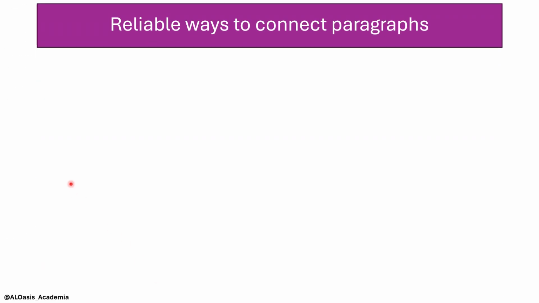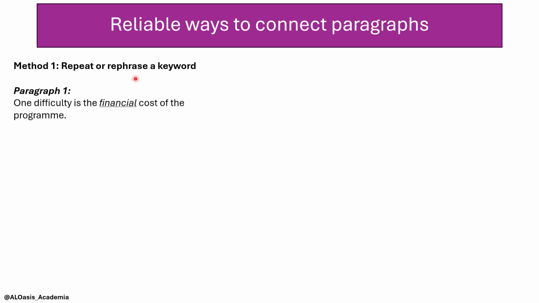Good. So let's have a look now at real examples of how to use each of these methods. The first method is to repeat or rephrase a keyword. So let's take a random paragraph, and say this is the final sentence of a paragraph you have just written. The final sentence says, one difficulty is the financial cost of the program.